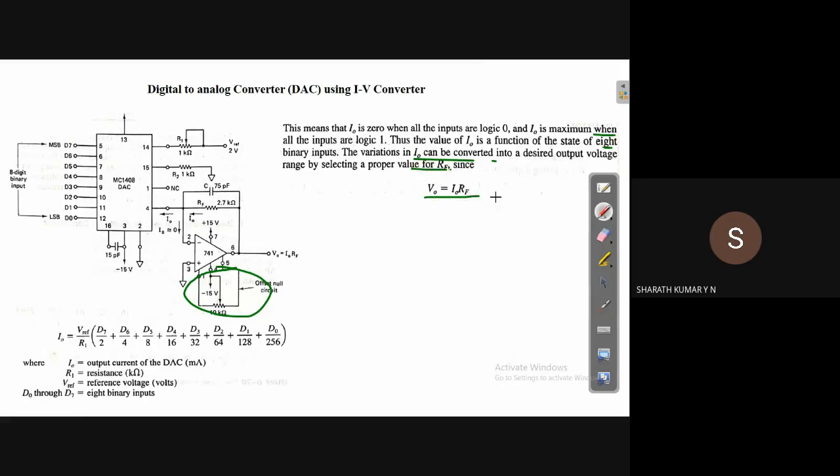So V0 is equal to I0 times RF. For a given value of RF, for example, if you make it a potentiometer, the output voltage can also be varied. For a fixed value of I0, we can obtain a variable output voltage depending on the value of RF.